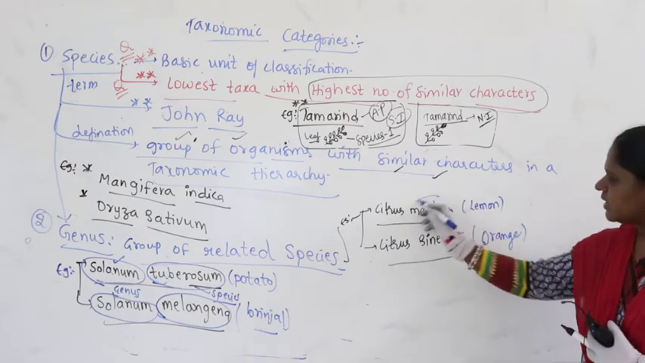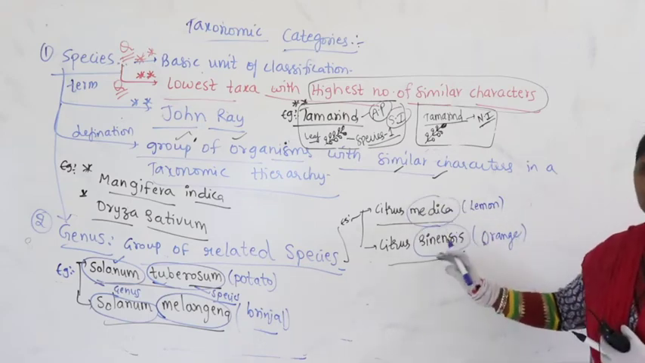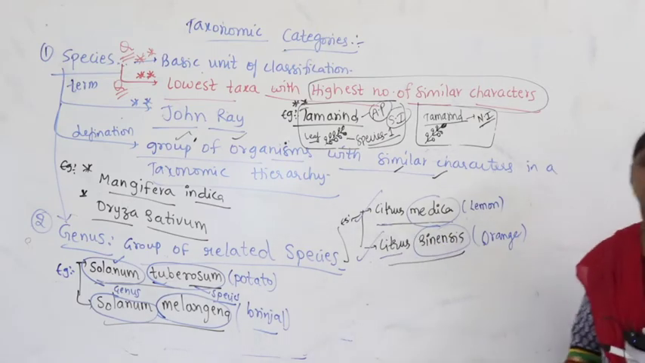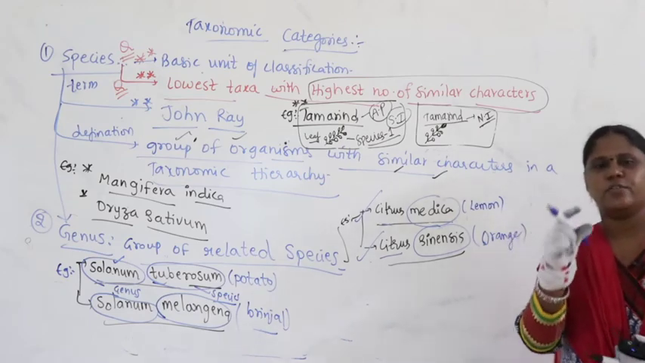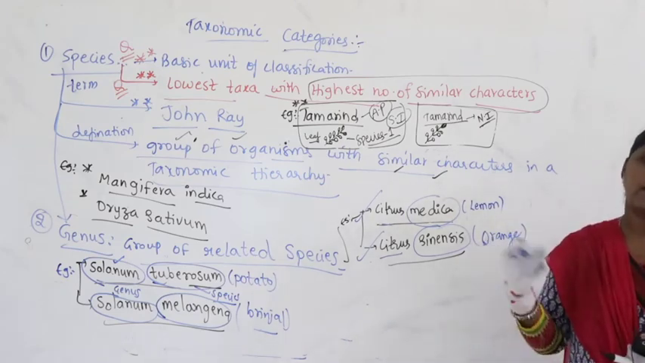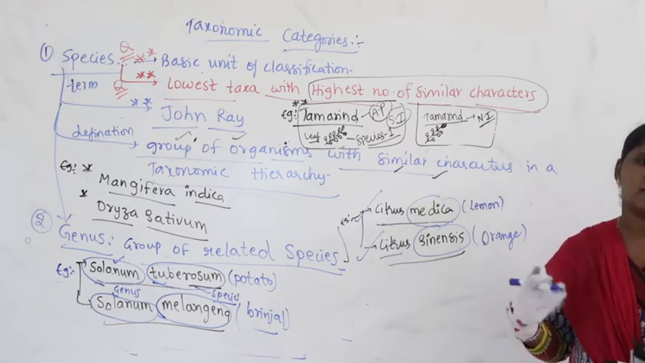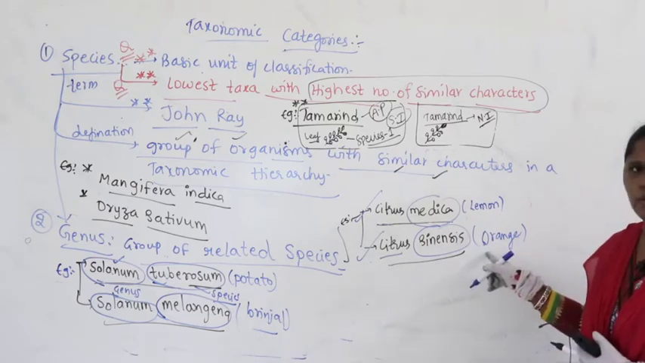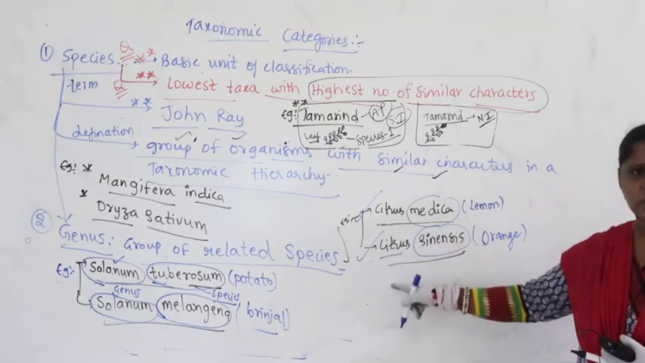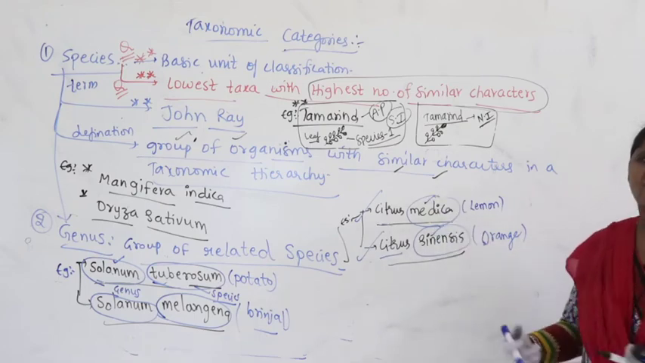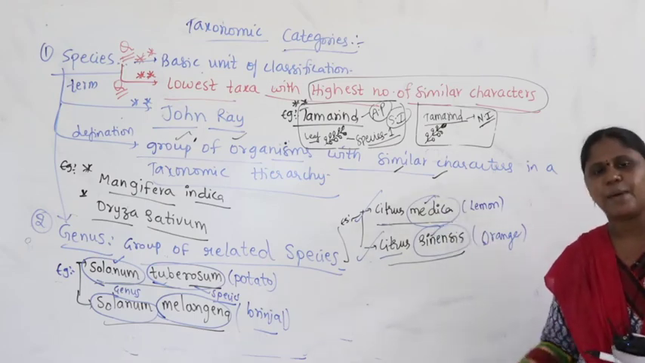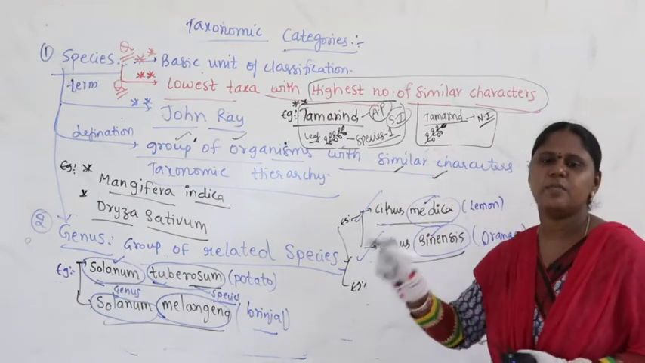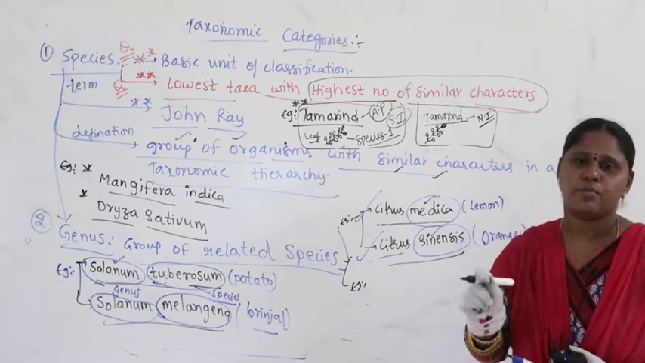See here, medica species name is different, sinensis species is different, but both of them belong to the same genus called Citrus. So, lemon slightly differs from orange. A smaller one, yellowish or green one what we get, is nothing but lemon. A bigger, tasty one, that itself is orange. But both of them belong to the same genus, even though they differ in terms of their species. Similarly, Pyrus malus, apple, right. So, in every chapter we can make use of examples from morphology.